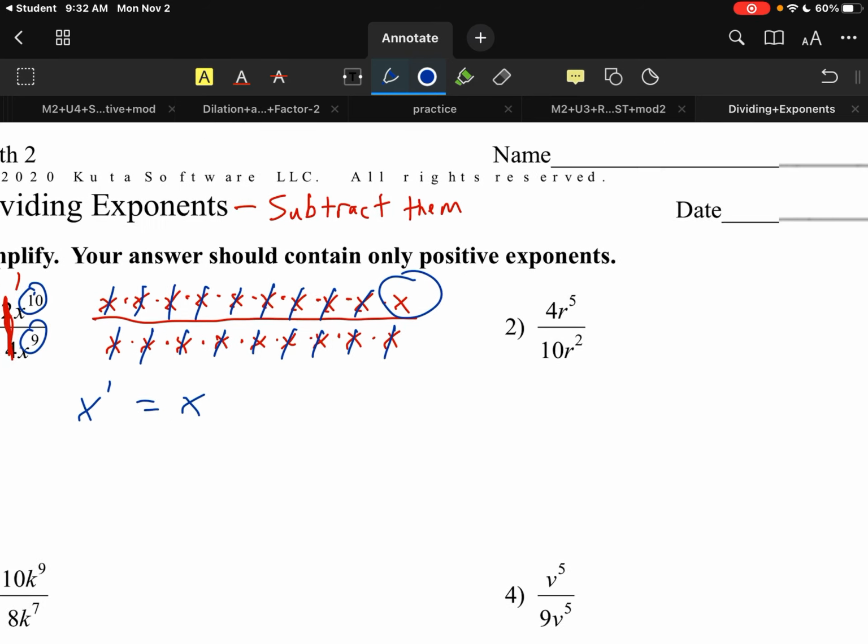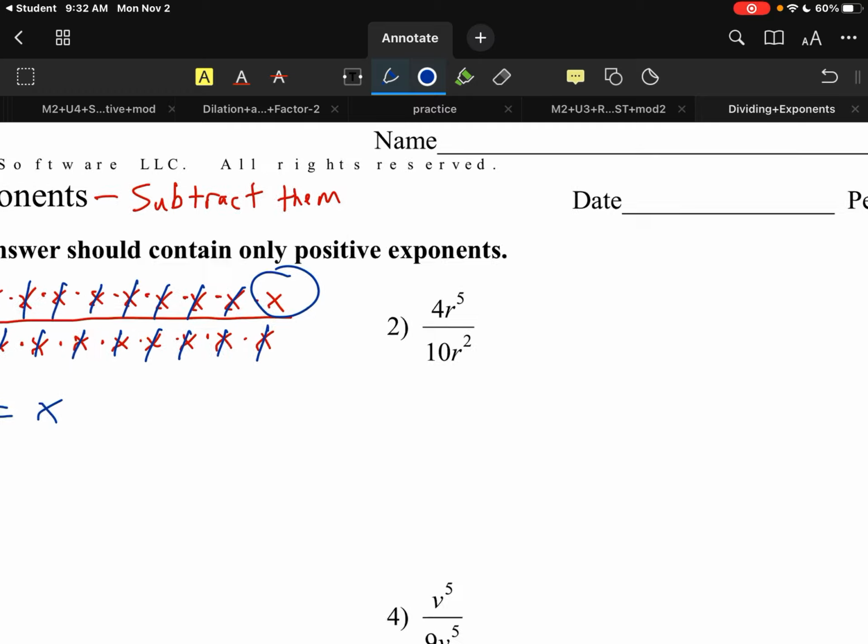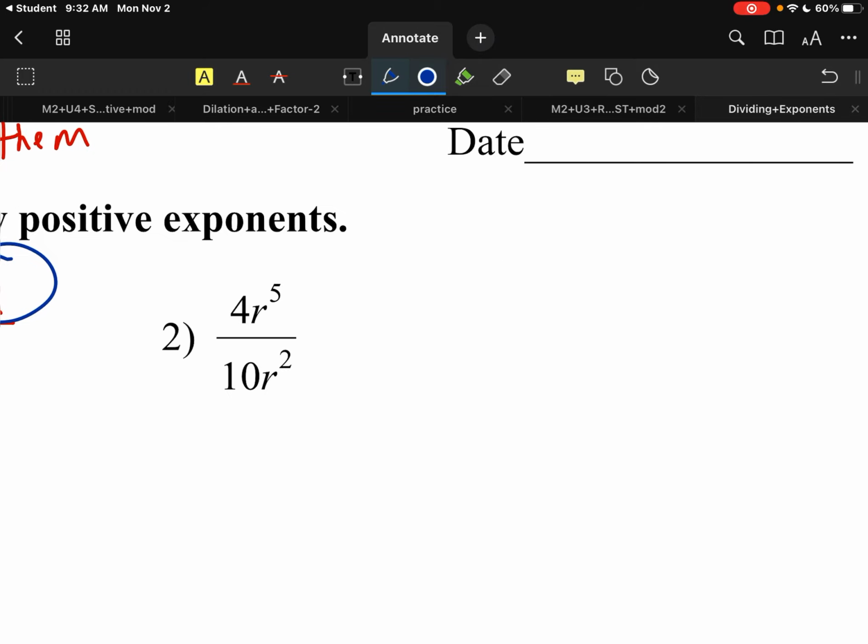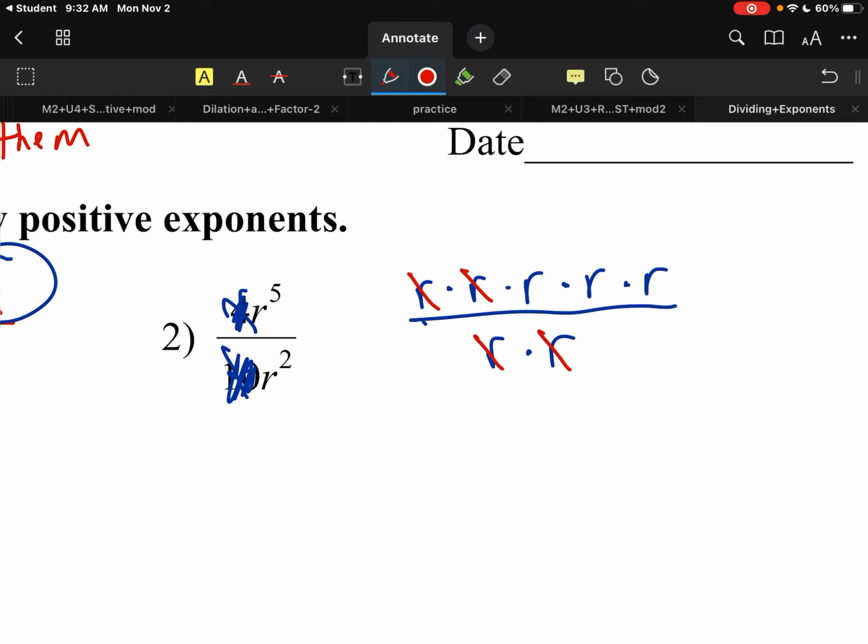Okay? So I'll do one more showing you how, again, I'm not concerned about the numbers right now. Just look at the variables. So I'm going to write it out again. So r to the 5th means there are 5 r's. And then r to the 2nd, or r squared, means there are 2. So I'm able to cancel out 1 with 1. And then how many are left? 3. All right, so your answer is r to the 3rd. Okay?